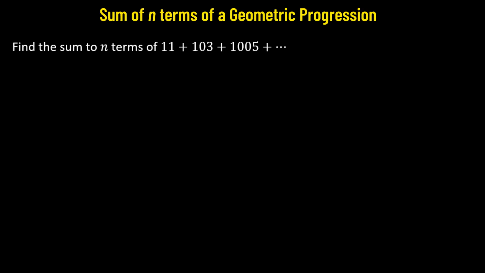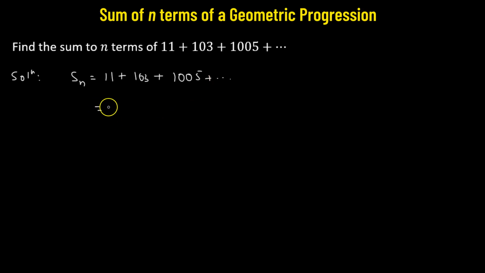So here we have the series 11 plus 103 plus 1005, and we need to find out the sum to n terms. Now looking at the series, we can say that this is neither an arithmetic series nor a geometric series. But what we can do is simplify our given sum. So let's begin. The sum here is given as 11 plus 103 plus 1005, and this goes on.